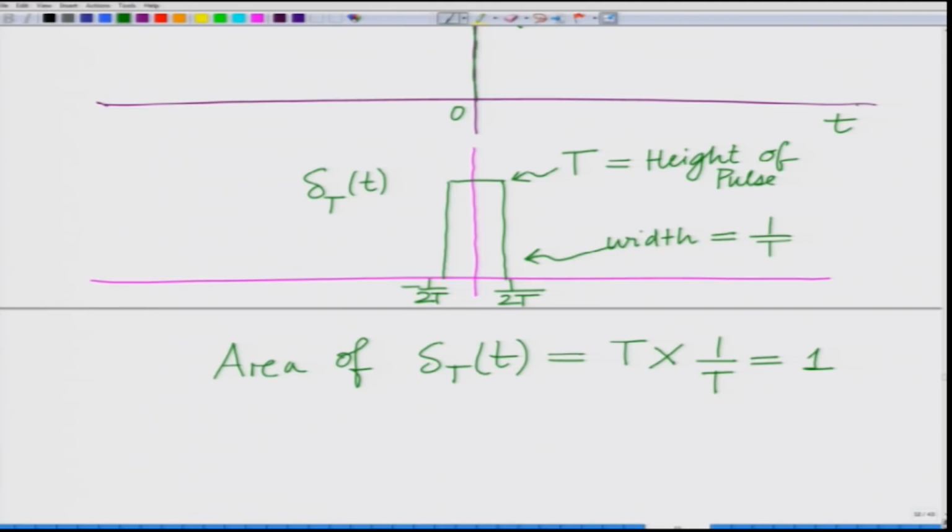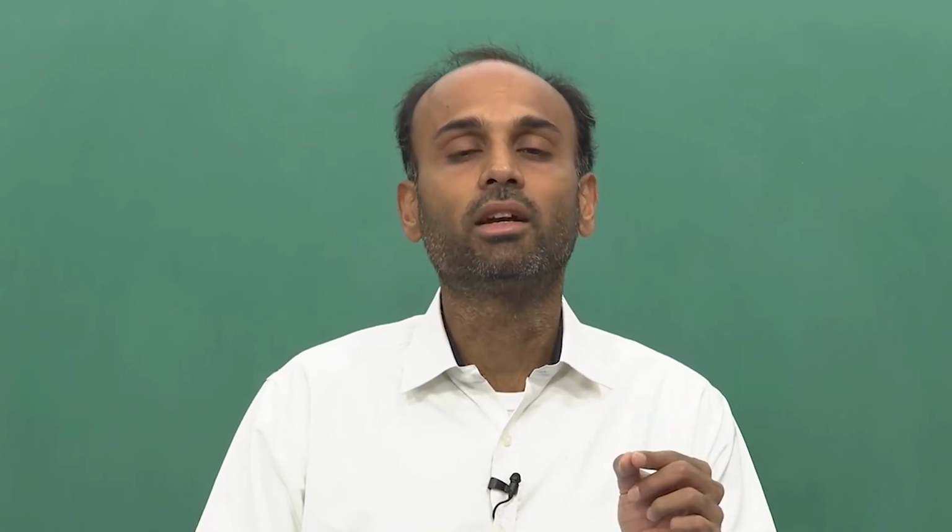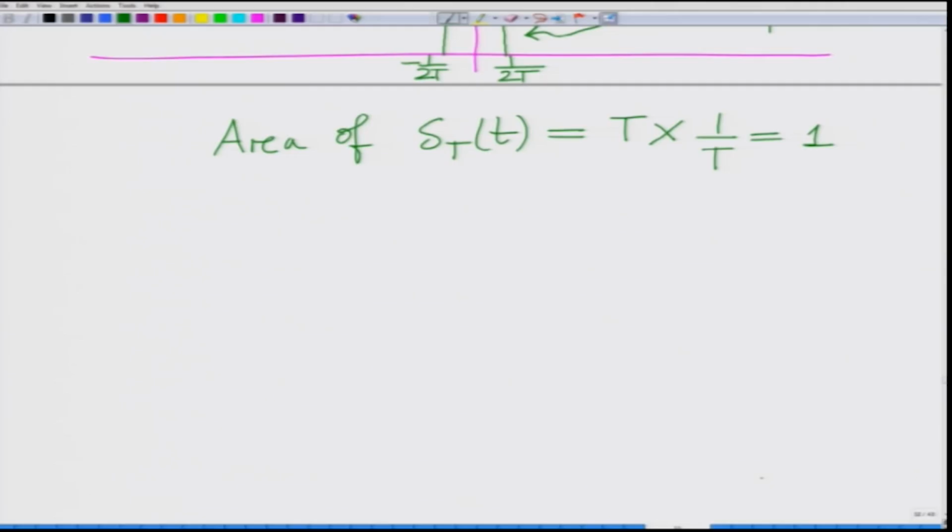All right. Now, as the limit T tends to infinity, which means the height keeps increasing and the width keeps shrinking, yet the area under it is a constant. In the limit capital T tends to infinity, it becomes the unit impulse function. So, delta t can be understood as the limit.